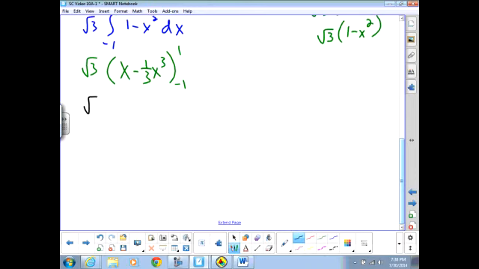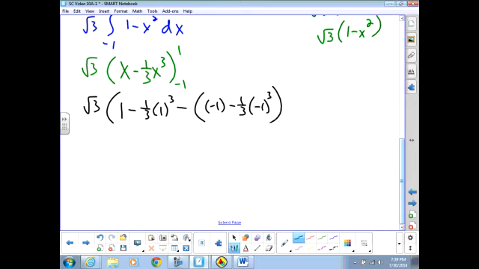So we will have square root of 3. Then we'll have 1 minus 1/3 times 1 cubed, minus the whole quantity, -1 minus 1/3 times -1 cubed. So that's square root of 3. We'll have 1 minus 1/3. Here this will be a -1. We'll have a -1 times a -1/3, so it'll be a positive 1/3, and then we've got to distribute the negative. Minus a -1 will give us a positive 1, minus 1/3 will give us a negative 1/3. Keep in mind these ones are like saying 3/3.